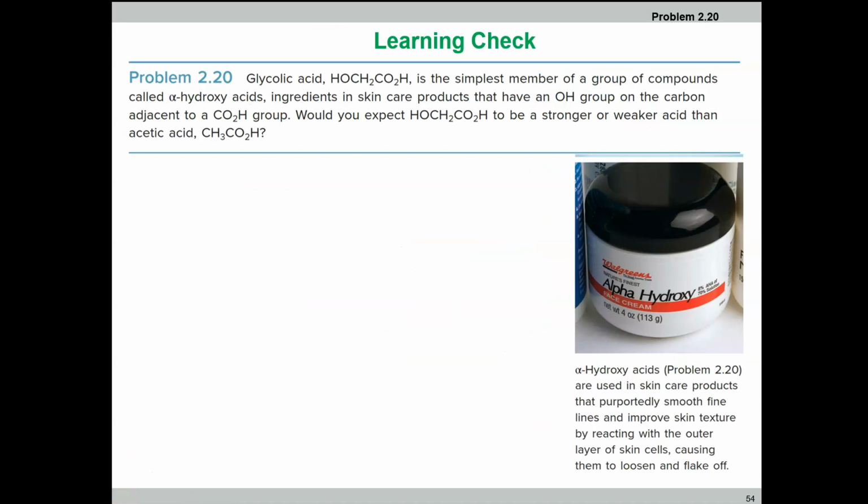So let's look at this problem here. We're looking at glycolic acid, which has the formula shown there, and it's a simple member of a group of alpha hydroxy acids, commonly used in various skincare products. We want to determine whether it is a stronger or weaker acid than acetic acid.